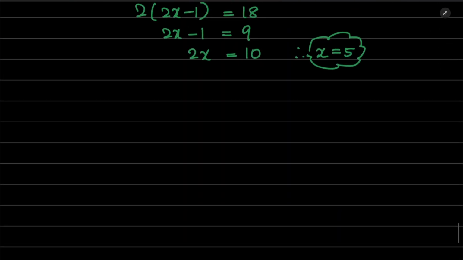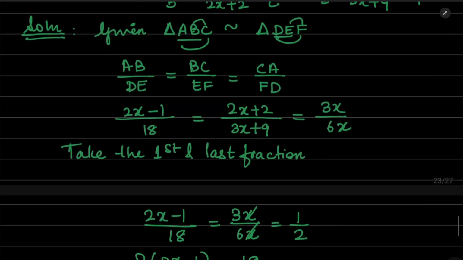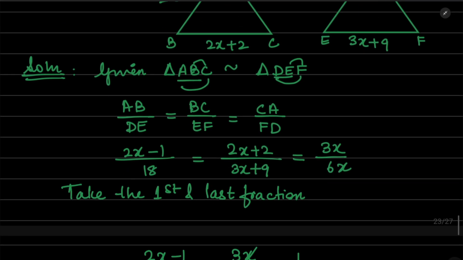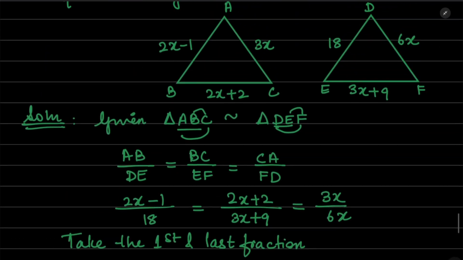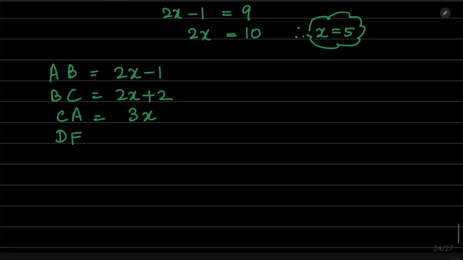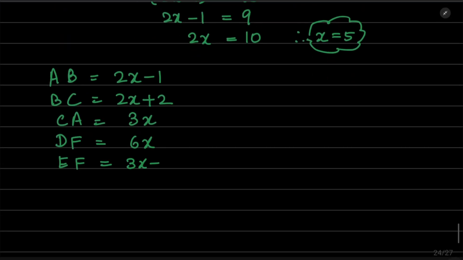So you can find the lengths of all the sides. So what is AB side? AB is nothing but your 2x minus 1. What is BC? BC is 2x plus 2. What is your CA? CA is 3x, right? And then DE is already given, right? DE is 18. DF is 6x. And your EF distance is nothing but 3x plus 9. Just substitute the value.